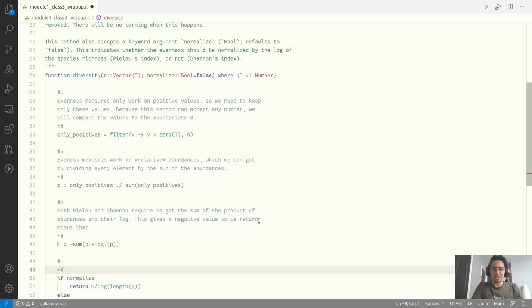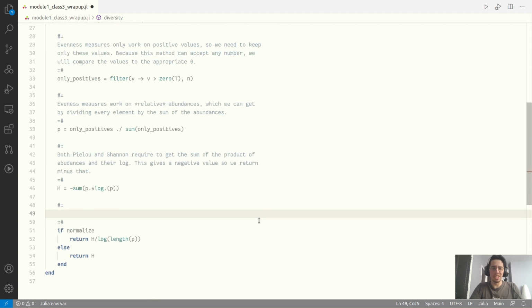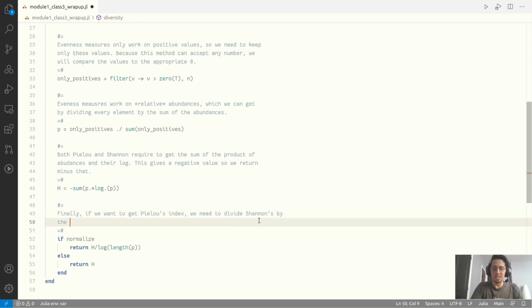Let's add another comment. It seems long and boring and painstaking, and it is, and I'm doing that on purpose. I want that to be excruciatingly uninteresting, just to prove a point that I will get at very shortly. Finally, if we want to get Pielou's index, we need to divide Shannon's by the species richness.